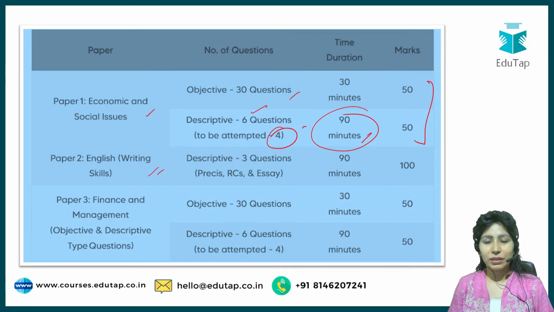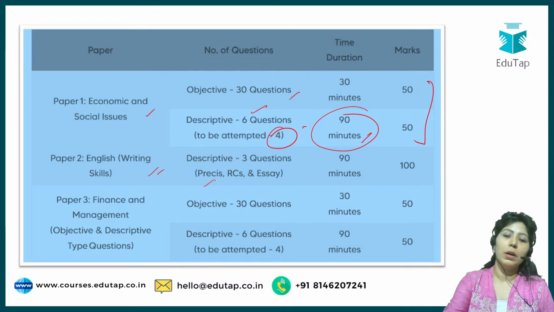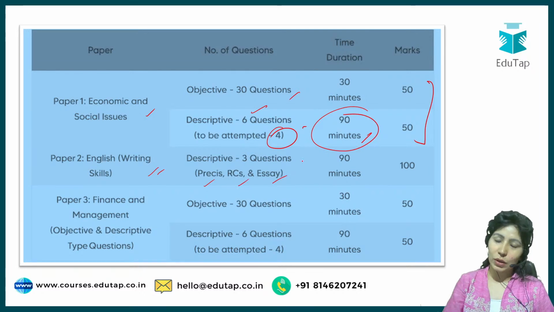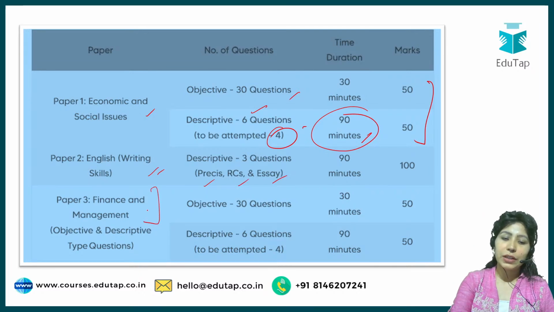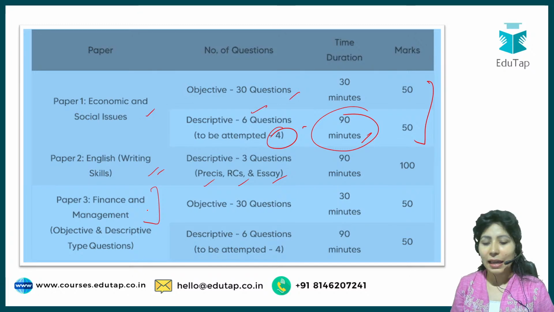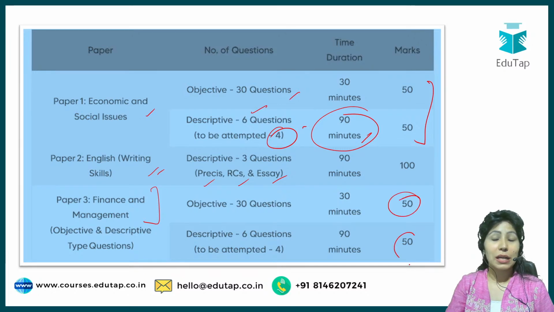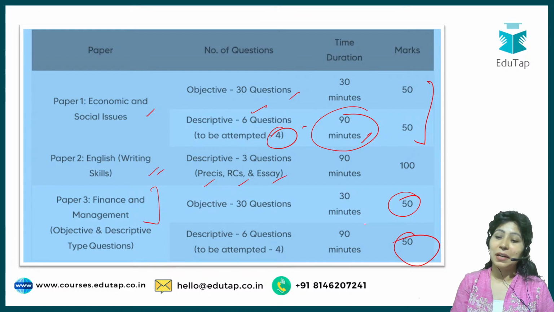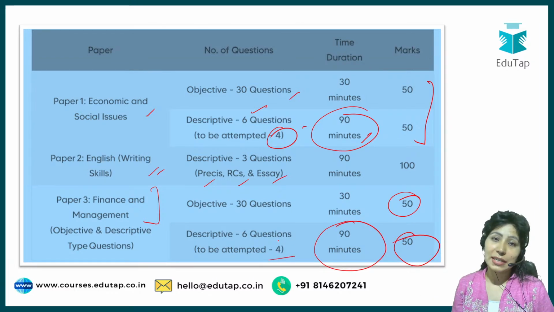Narveer sir has already taken multiple sessions regarding English phase 2 examination on Precis, RC, and essay separately, so you can check those videos out. Paper 3 would be regarding your finance and management, again, both objective and descriptive, 50 marks each. And the descriptive part, again, will have 90 minutes. So you'll have to attempt 4 questions out of 6.